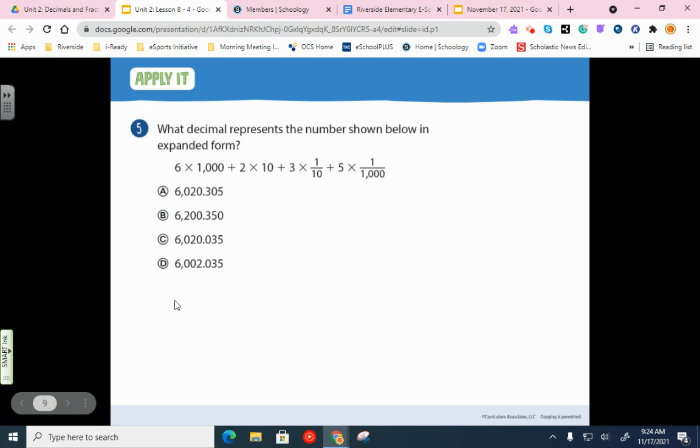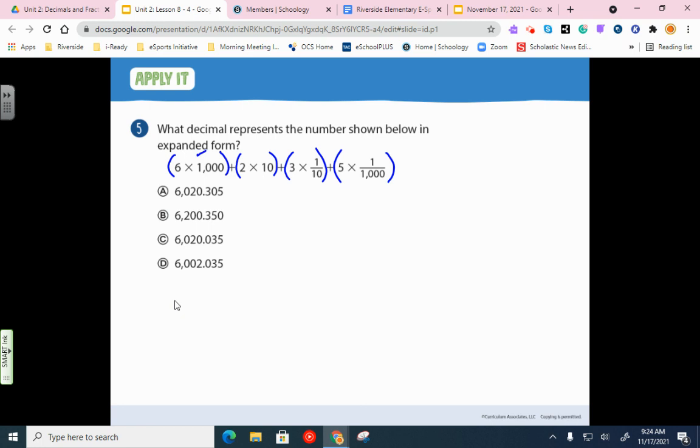Number 5. We've got expanded form, and they want to show the decimal form. The first thing I recommend is putting parentheses around each of these parts so you don't get the numbers confused. All right, so first spot here, we need a 6 in the thousandths place. So let's get rid of anything that doesn't have a 6 in the thousandths. Well, they all do, so that's checked off.